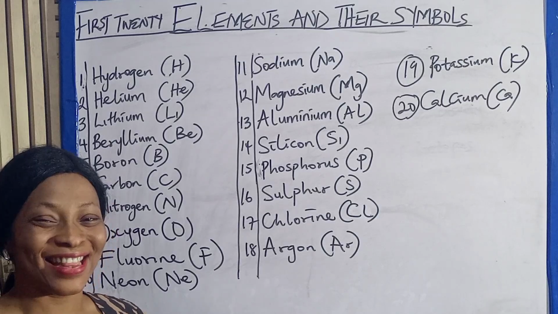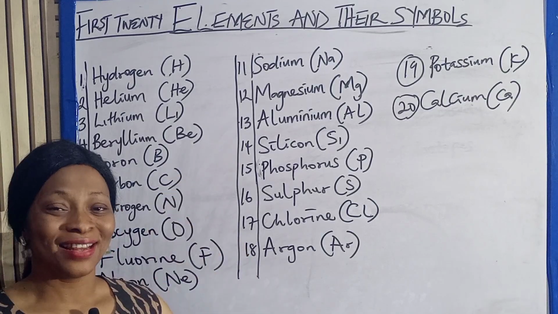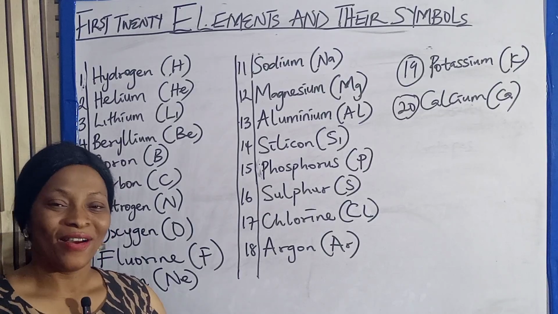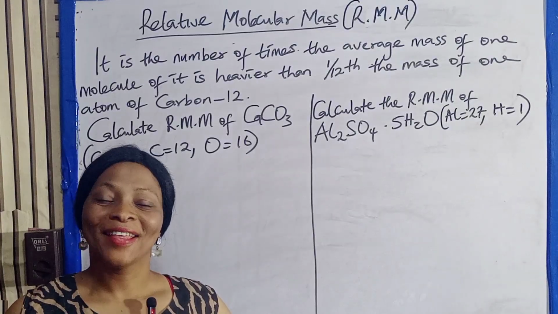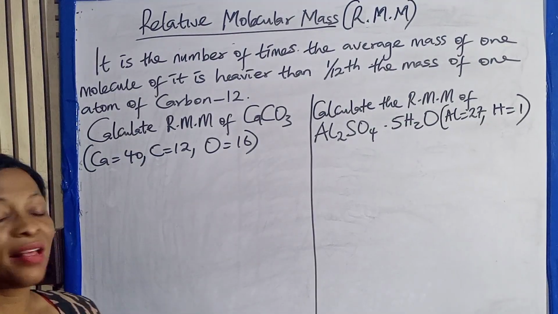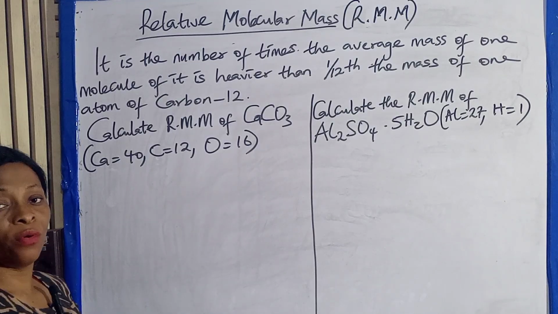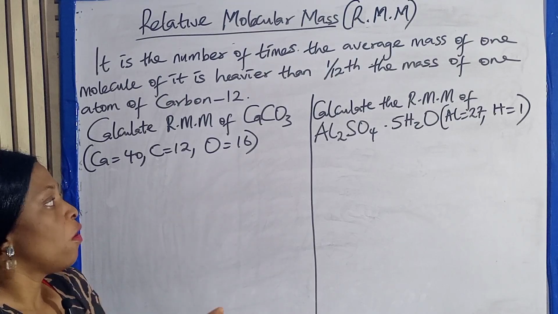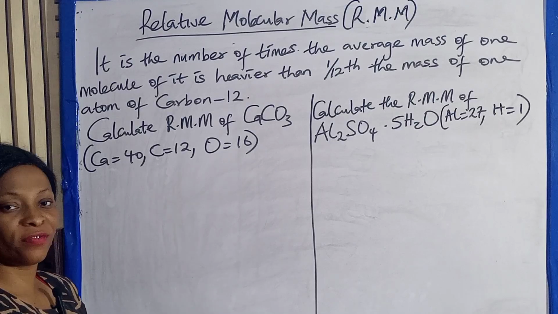I don't know if you like it, but with this, it always helps students to retain the first 20 elements offhand. Okay, so let's move on to the next topic. Let's look at the relative molecular mass. Relative molecular mass is the number of times the average mass of one molecule is heavier than 1/12 the mass of one atom of carbon 12.